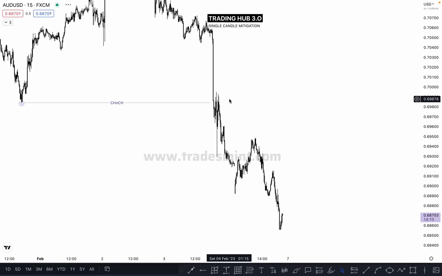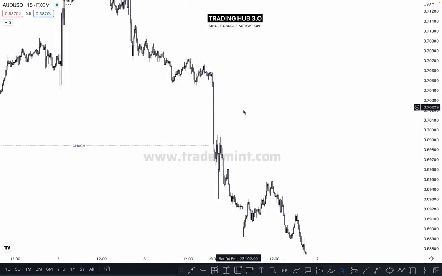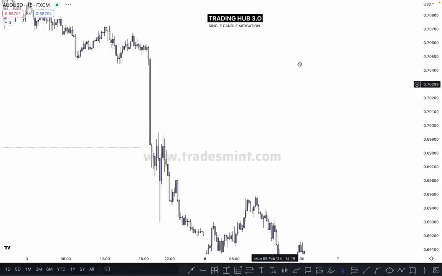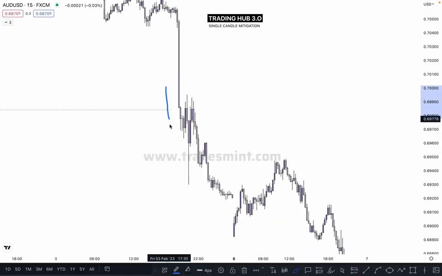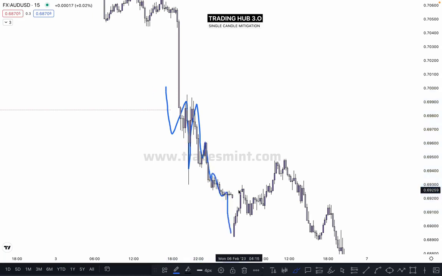So where is our inducement in this case? You can see the market was completely bearish and creating a small pullback, something like this. This one is our small pullback. Again the market tries to go higher but does not take out this inducement, and the market completely pushes downside. And finally what happened here, the market took out this inducement here.